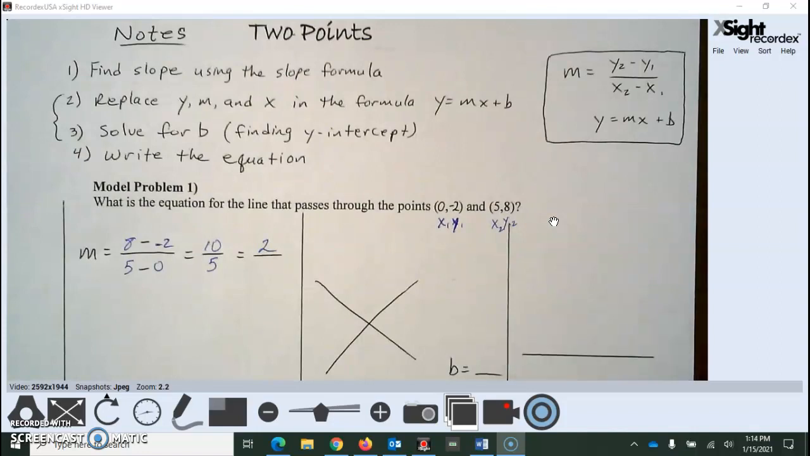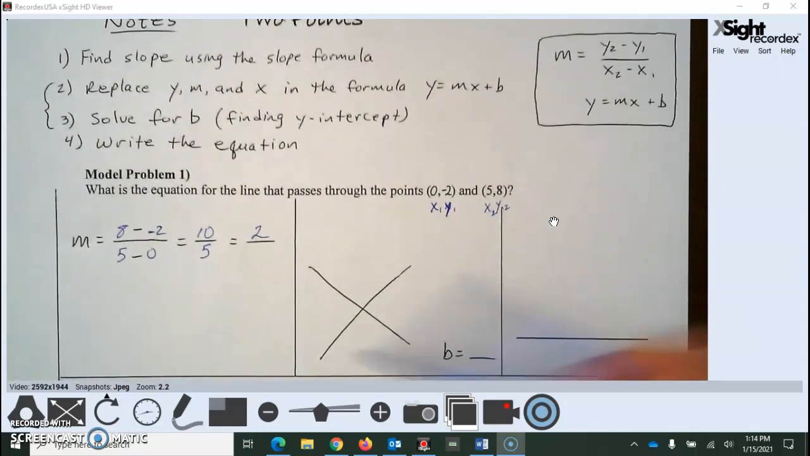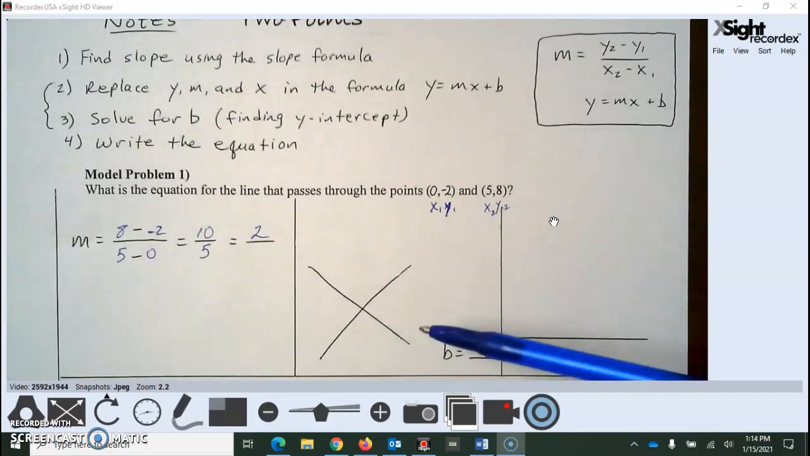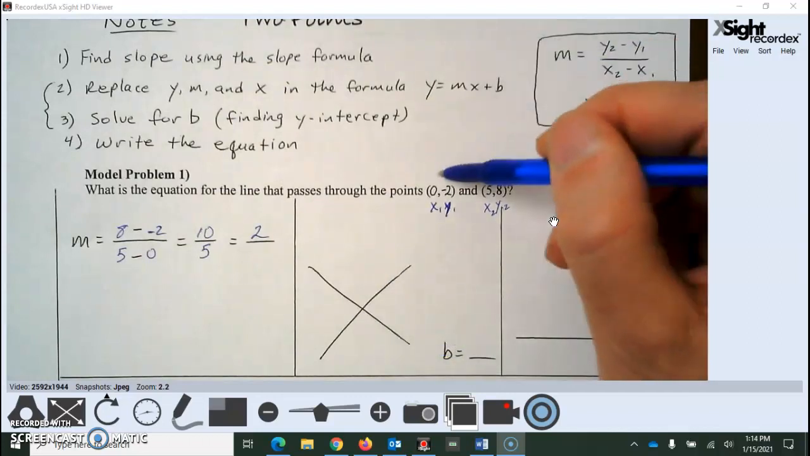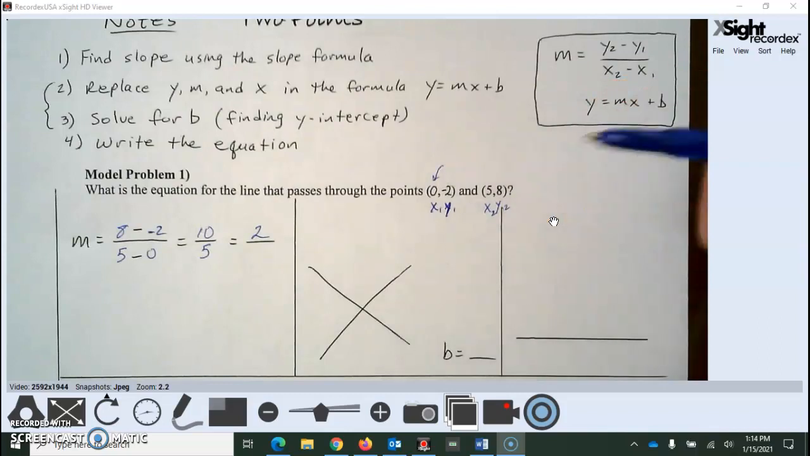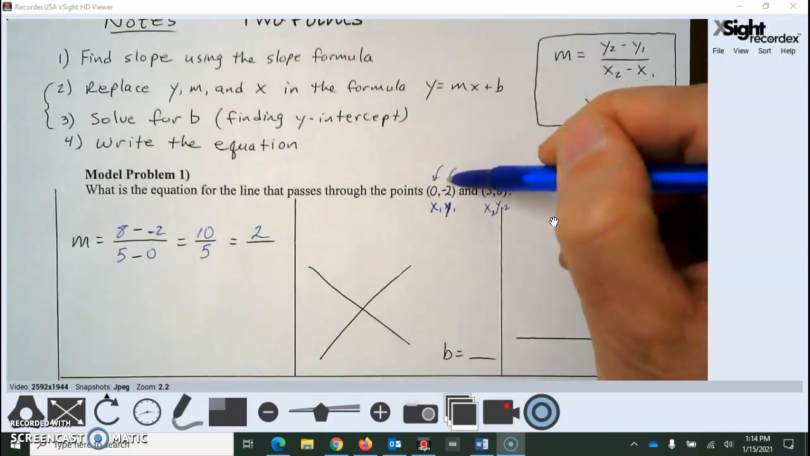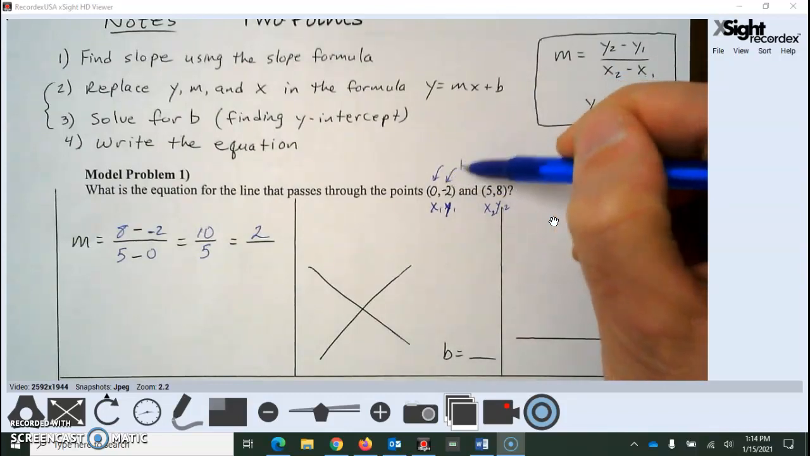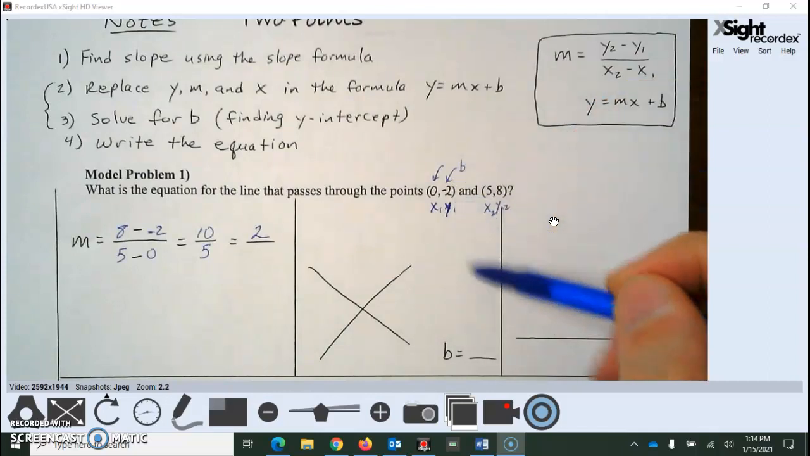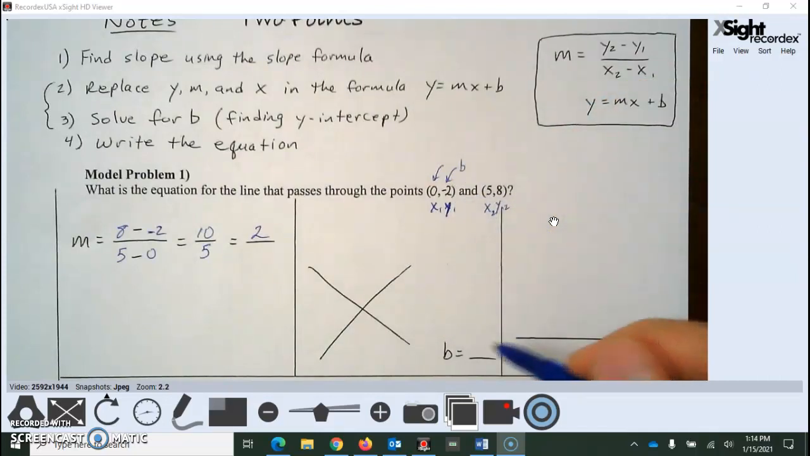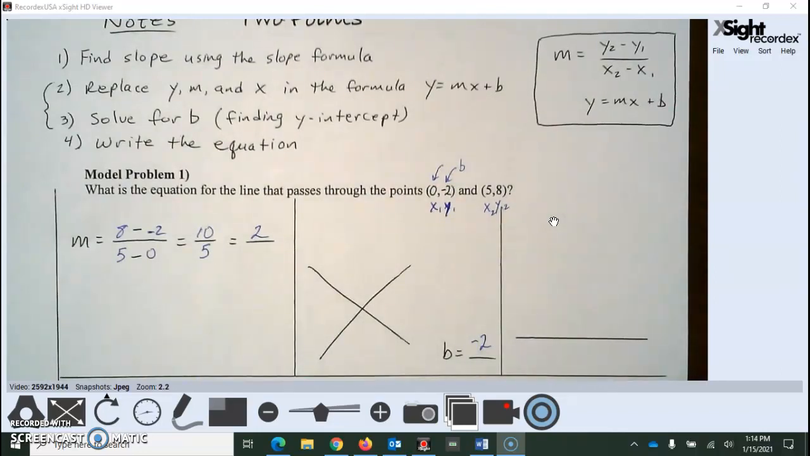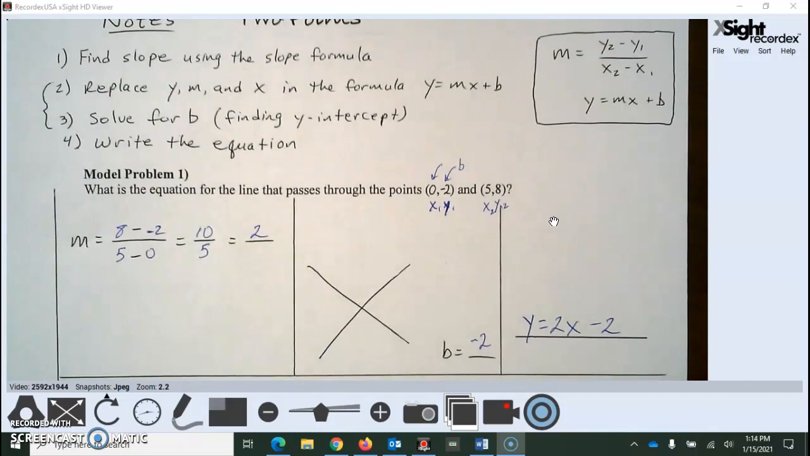Well, now I need the y-intercept. And this big X is here because this is the workspace, but I crossed it out because, I don't know if you noticed, there's a 0 here. For the X coordinate, just like in those tables, this is the y-intercept. That -2, so I'm just going to put it on this space right here. I can write my equation. My slope is 2. My y-intercept is -2. And I'm done.